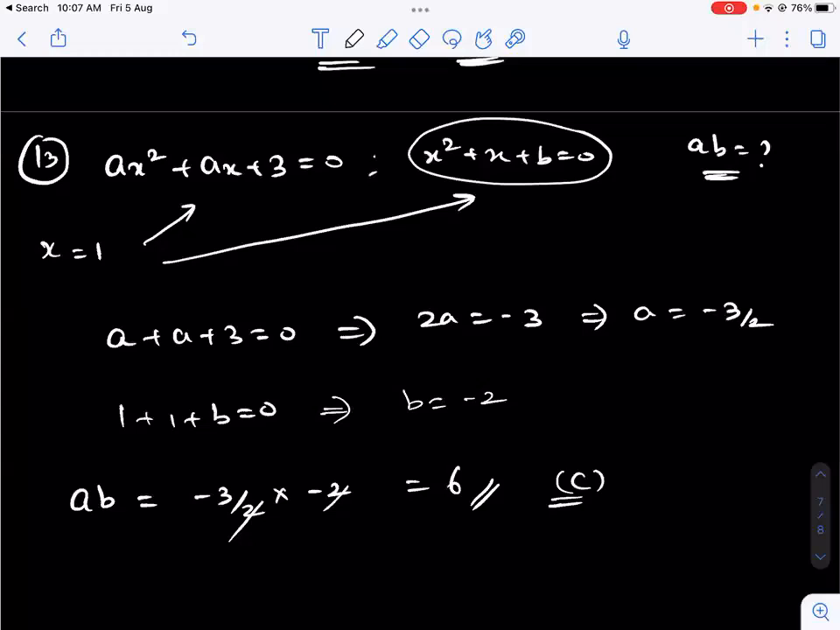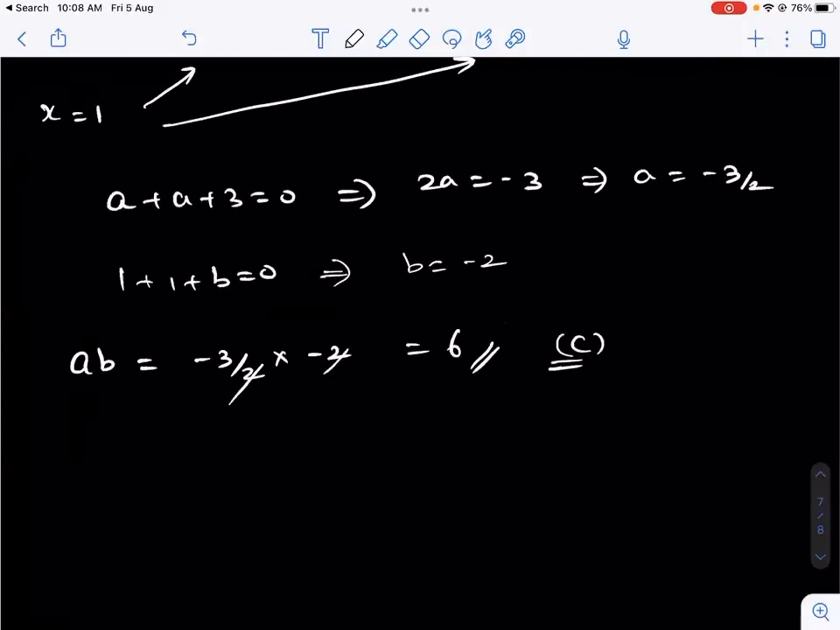So 14th is slightly tougher, so let's do it next. We'll first do some simple problems and then go to tougher ones. 14th, mark it and leave it, I'll do it later. 15th one, the roots of the equation 2x minus 3 by x is equal to 1 are?